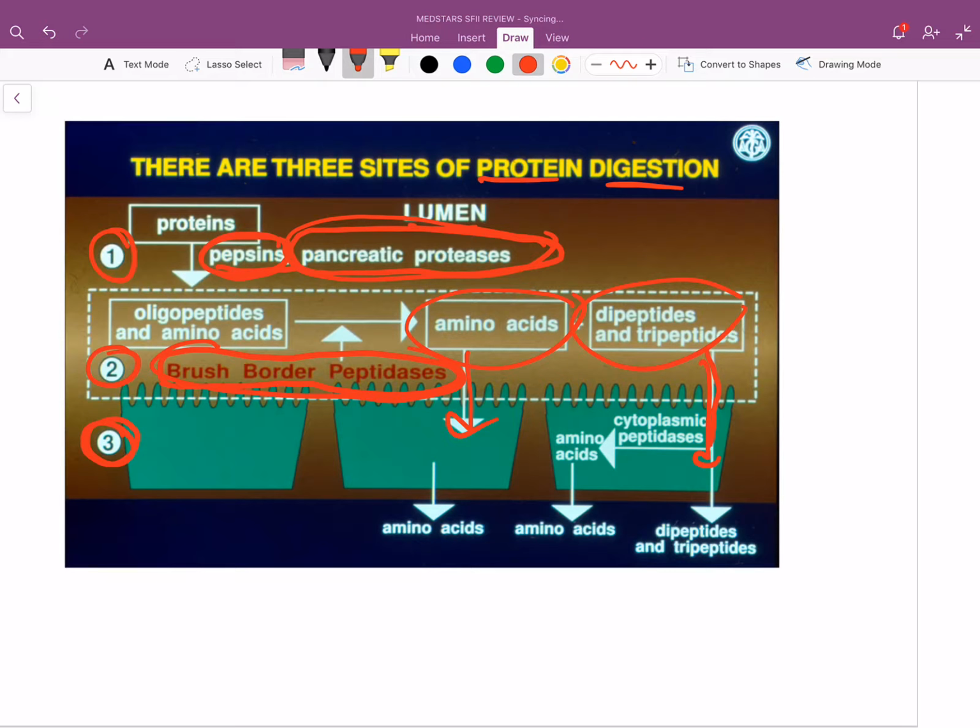The enterocyte can take these dipeptides and tripeptides and digest them into amino acids. So what this slide is saying is that you have protein digestion at 3 different places in your GI tract. I think the ones people tend to forget are the second and third, right? We probably forget that the brush border enzymes also have peptidases, and we also forget that there is protein digestion occurring inside the cell. And when I say digestion, I mean they're making these proteins smaller, into their amino acid form.